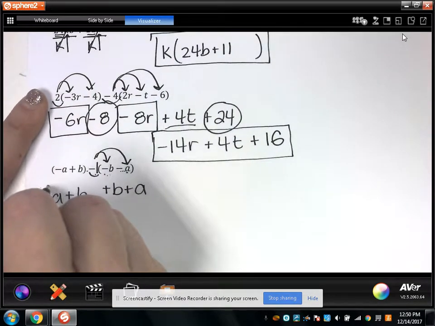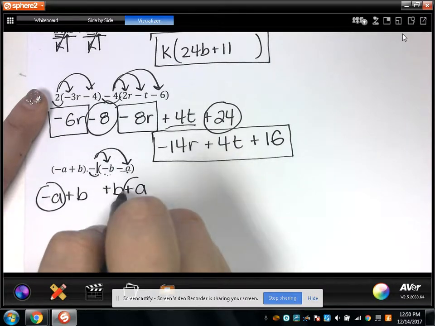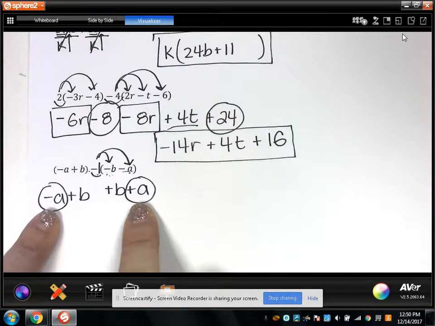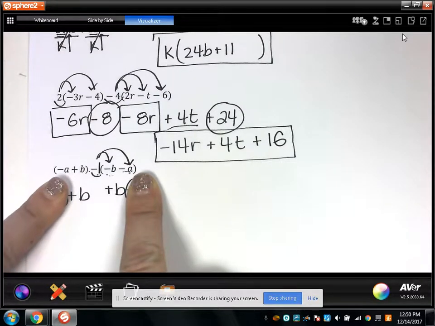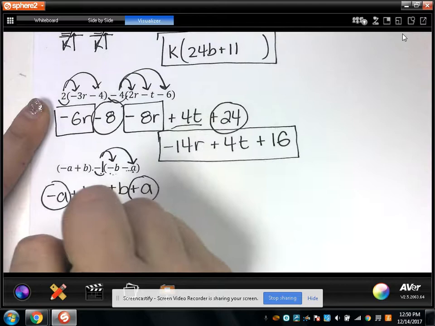So let's see, I have a negative a and a positive a. Those are additive inverses and they equal 0, so they kind of go away. And I have a positive b and a positive b, which is just 2b.